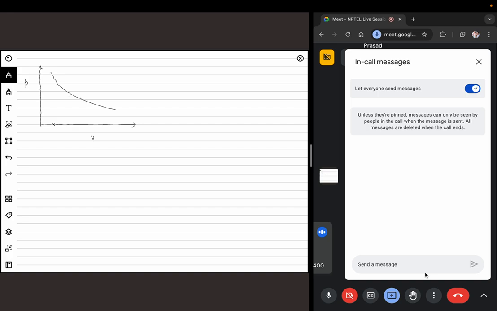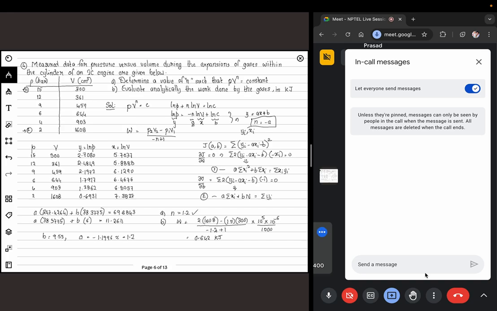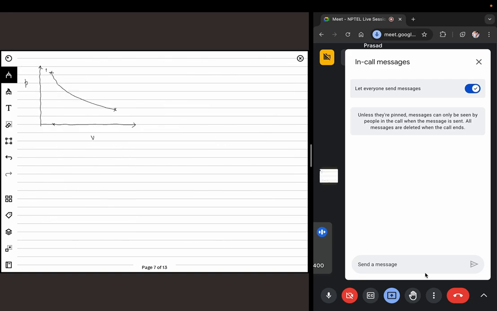Initially I didn't mention whether it is expansion or compression. So the initial pressure is actually high. So I'm starting from here and then reaching the final state here. So the process is something like this. All you have to do is calculate the area under this graph.